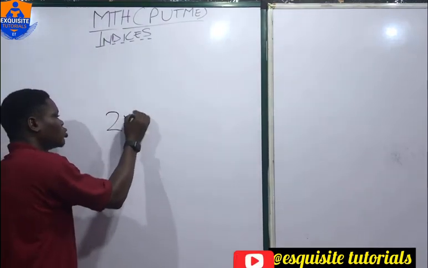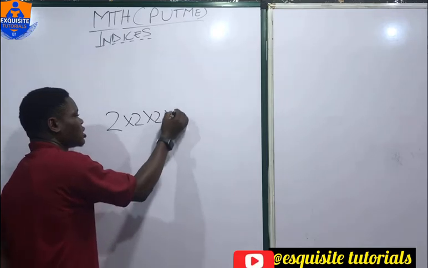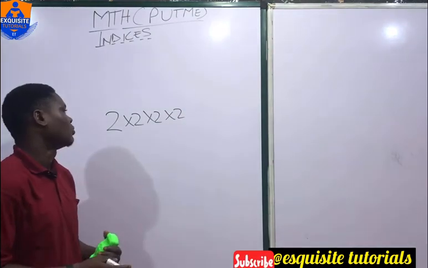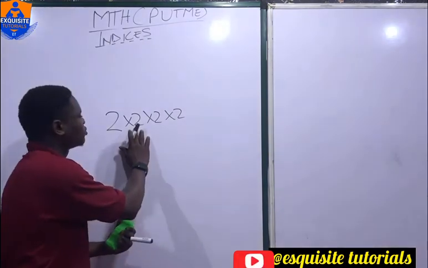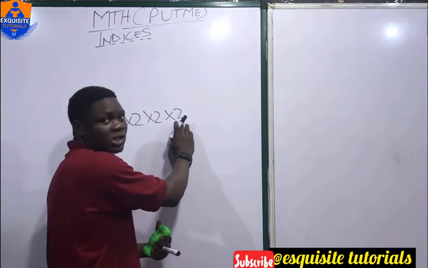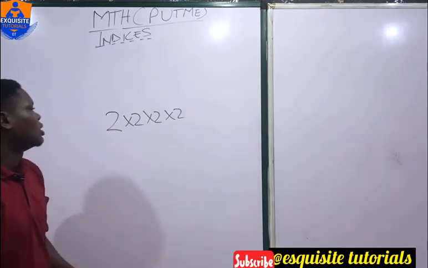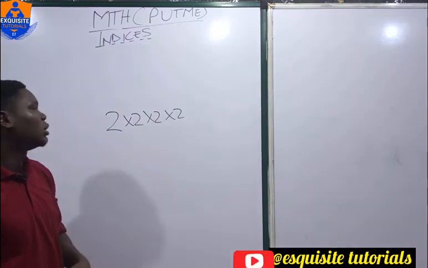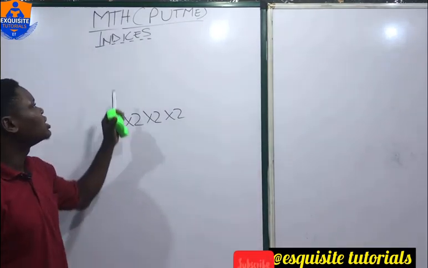Now let's say you have 2 times 2 times 2 times 2. This is just 16. 2 times 2 is 4. 4 times 2 is 8. And 8 times 2 is 16.